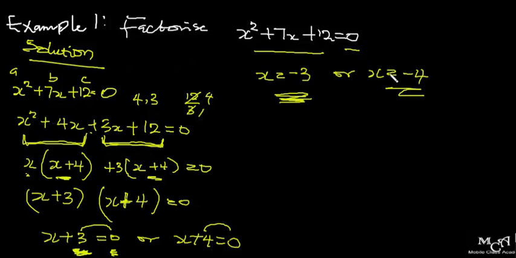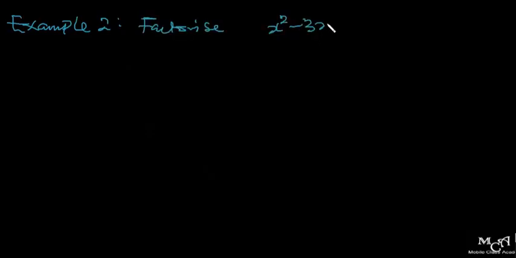Are you with me? Now let's go to example 2. Example 2. Factorize x squared minus 3x plus 2 equals 0. Remember, we are equating this equation to 0. Before now, we've not been equating. So under this factorization method, we are equating it to 0. So what is our solution?